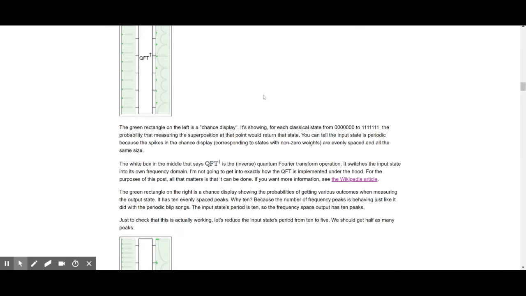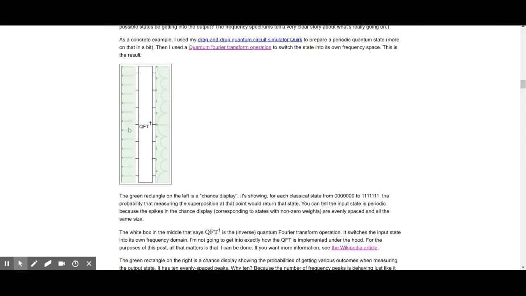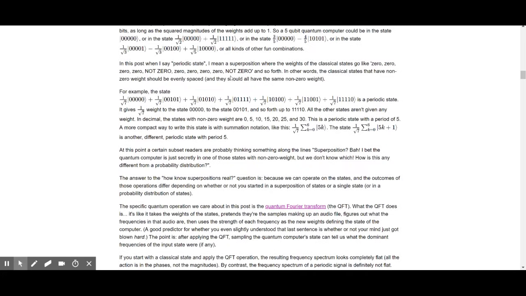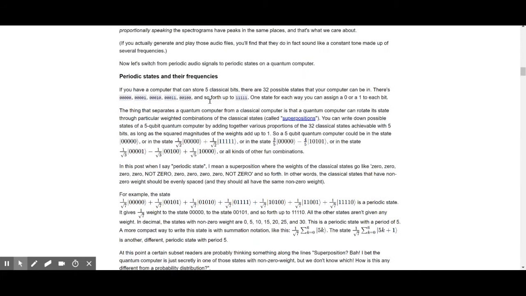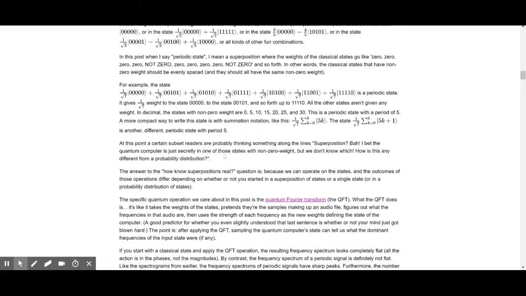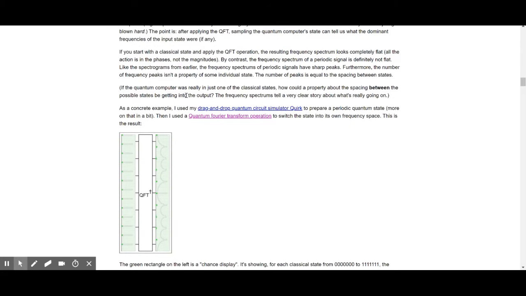QFT. How is that your sample? I mean, how is that your encoded sample? Like, I don't get that, right? What's going on?